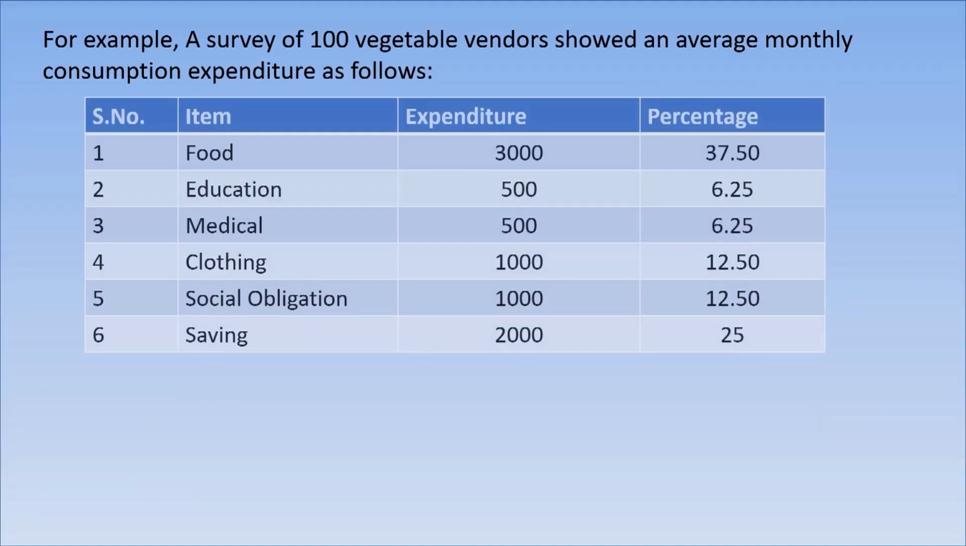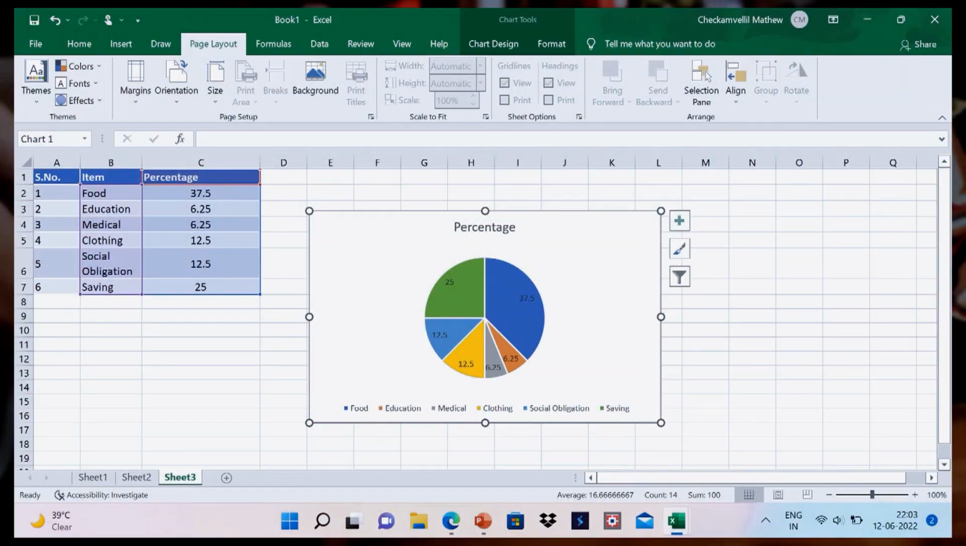For example, a survey of 100 vegetable vendors showed an average monthly consumption expenditure as follows. So this is the table showing the monthly consumption expenditure on various items like food, education, medical, clothing, social obligation and saving. These are the expenditures. Then we calculate the percentage against each item of expenditure. What is the percentage of expenditure that has been made? So the third column gives you the percentages. We can use Excel to represent this in a pie chart by the following steps.